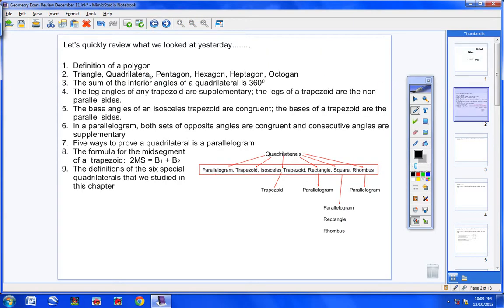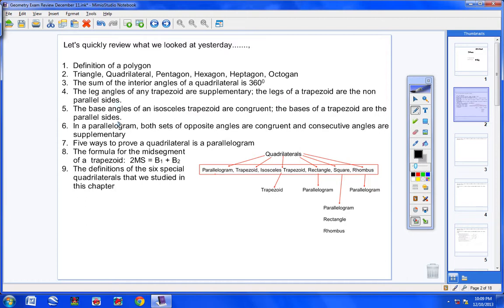From the very first review day on Monday, we looked at the definition of a polygon. I told you to know the names of these polygons in relationship to how many sides: 3 sides, 4 sides, 5, 6, 7, 8 sides, so know those. You need to know the sum of the interior angles of a quadrilateral is 360. You need to know the leg angles of any trapezoid are supplementary. And what are the legs? They are the non-parallel sides.